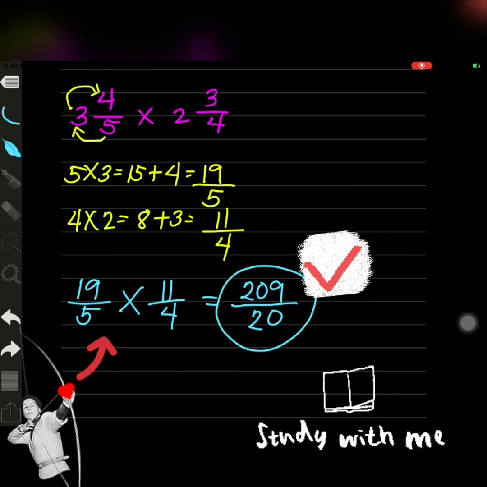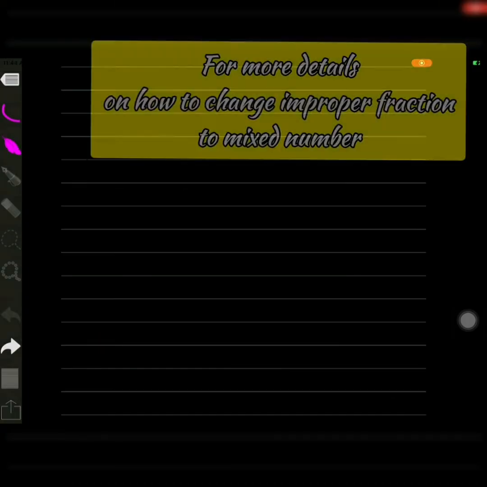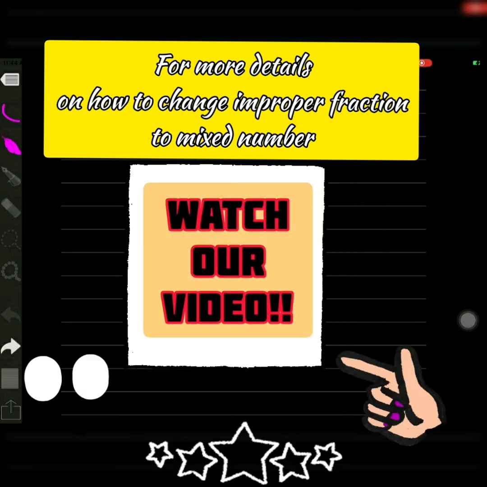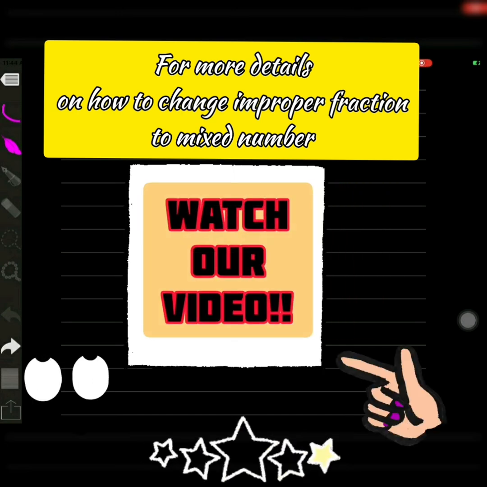If we want to simplify, by changing this into a mixed number by dividing the numerator with its denominator, we will use the long division. For more details on how to change improper fraction to mixed number, you may watch our video, Improper Fraction to Mixed Number and vice versa.